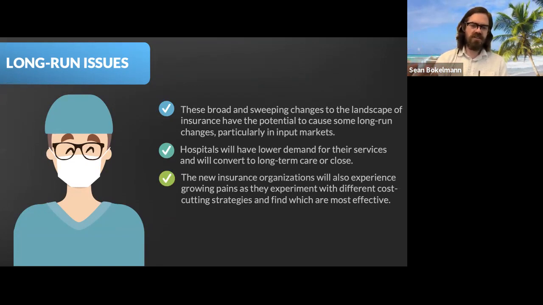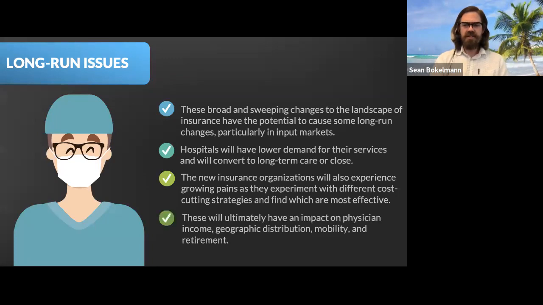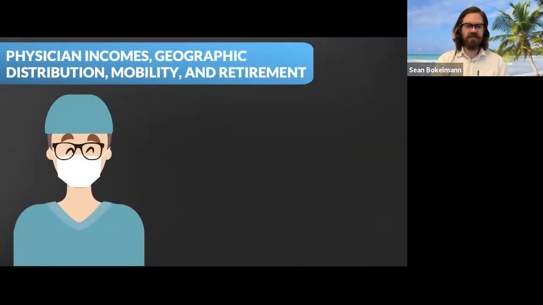Additionally, what we should see in the long run is that insurance organizations are going to experience their own growing pains as they continue to experiment with different cost-saving strategies and as they discover which of those are the most effective. And ultimately, all of these things will have an impact on things like physician income, the geographic distribution of physicians, their mobility, switching between geographic regions, as well as their retirement decisions. All right, so let's think about those in particular.